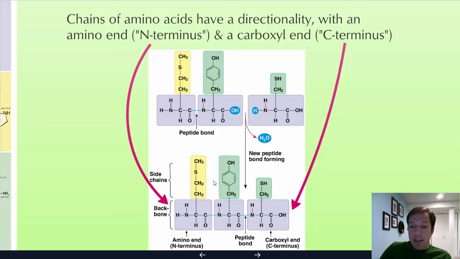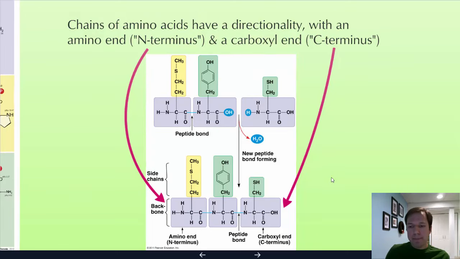You can see the side chains here in yellow and in green. Those are a part of the chain, but this N and C terminus, it doesn't have to do with the side chain, it has to do with what's called the backbone of the polypeptide.